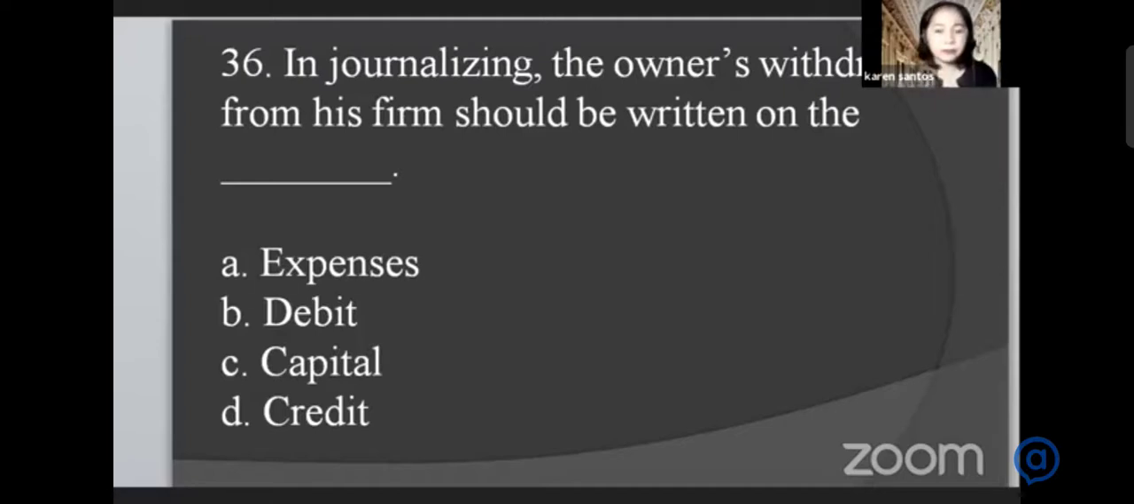It's debit po, ma'am. Okay, so the correct answer is letter B, debit. Debit is an expense or amount of money that is paid from the account, for example, a cash account, purchase account, expenses account, and also the drawing account. Now, for you to have a short review, what is journalizing?